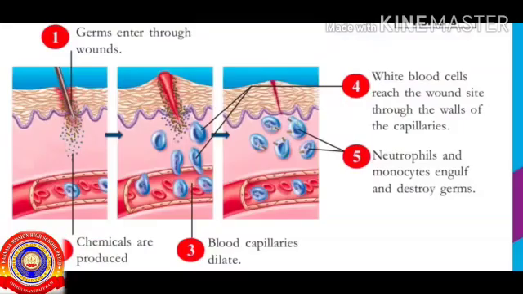Whenever a wound occurs in our body, the germs enter through that wound and there it produces chemicals, and these substances dilate the capillaries, thereby increasing the blood flow. The blood plasma and more white blood cells reach the wound site. Here, neutrophils and monocytes engulf and destroy the pathogen. Engulf means catch.